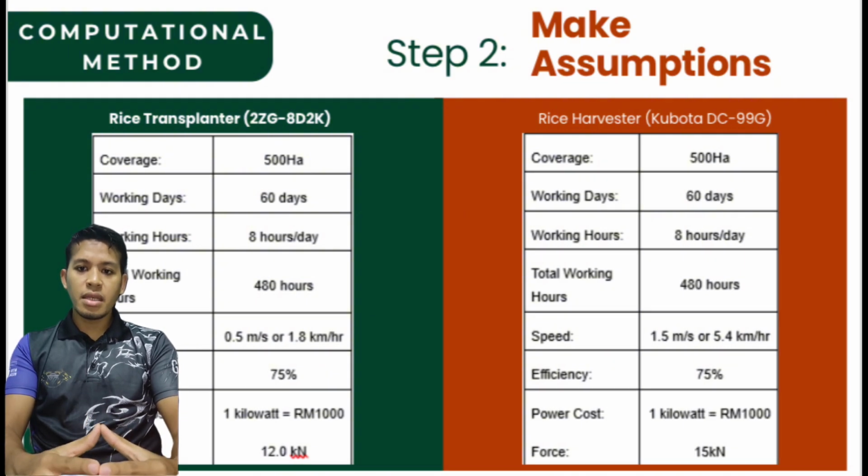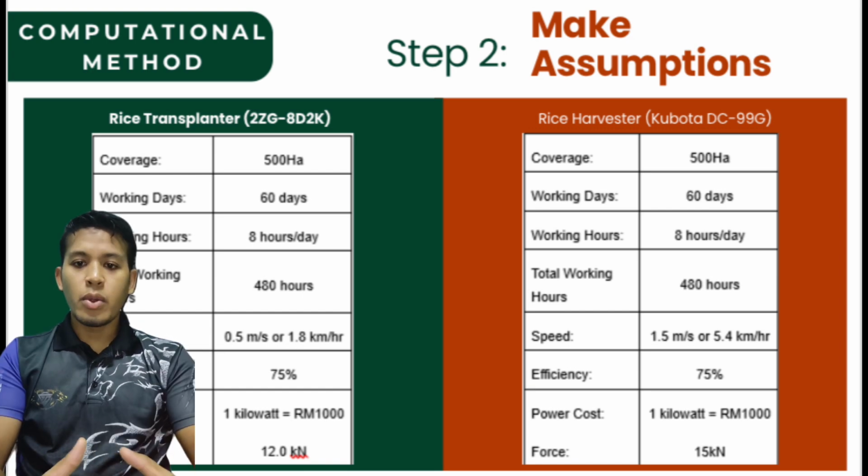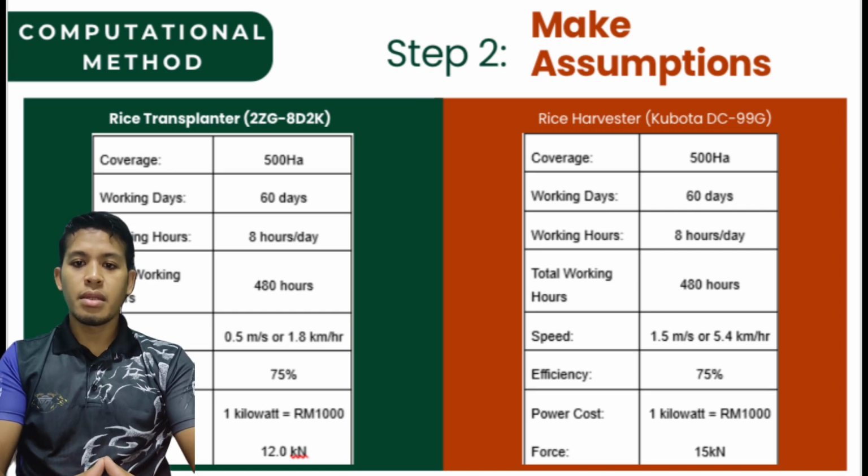For the rice transplanter, the model we use is 2ZG8D2K. The coverage area for the rice transplanter is 500 hectare. Working days is 60 days. Working hours is 8 hours per day. Total working hours is 480 hours. The speed is 0.5 m per second or 1.8 km per hour. The efficiency is 75%. Power cost is 1 kilowatt equal to RM 1000. The force is 12 kilonewton.